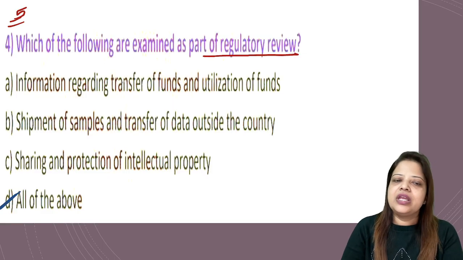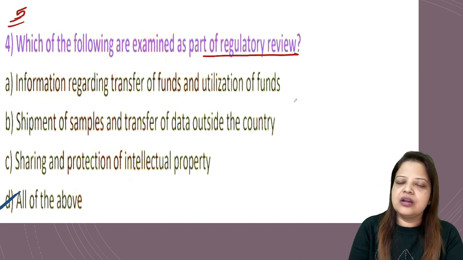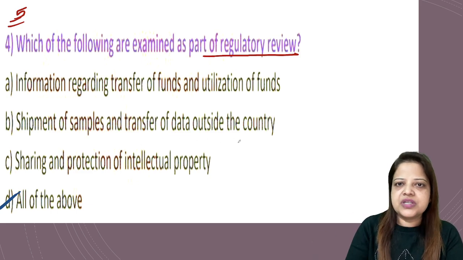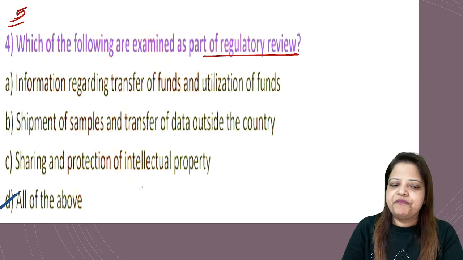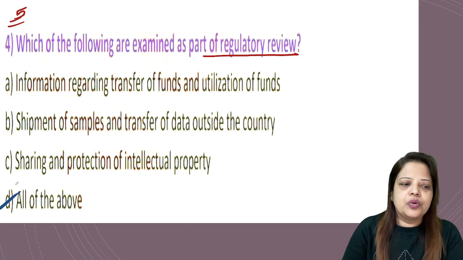So which one of the following is examined as part of regulatory review? First option is information regarding transfer of fund and utilization of fund. So it comes under audit. So this is correct. Second is shipment of samples and transfer of data outside the country. It is also regulatory. It comes under regulatory review. Third is sharing and protection of intellectual property. It is a matter of WIPO also, World Intellectual Property Organization. So all of the above.